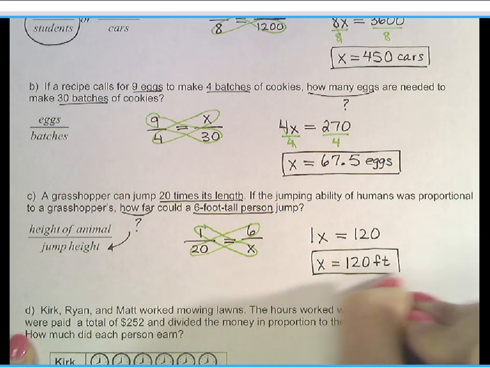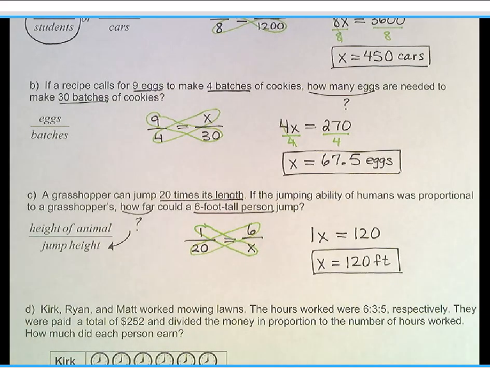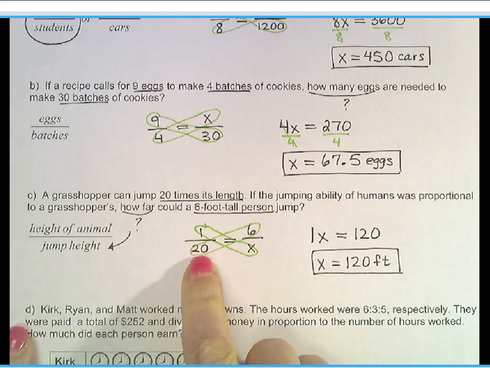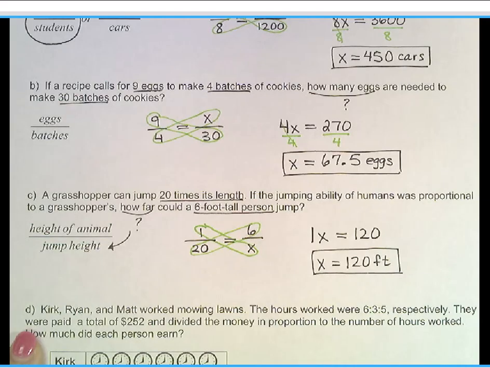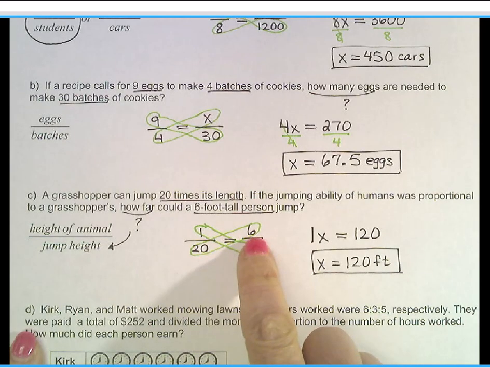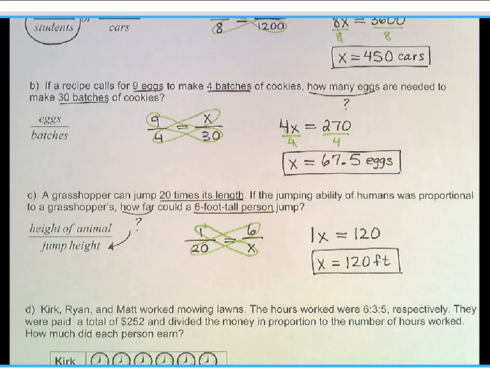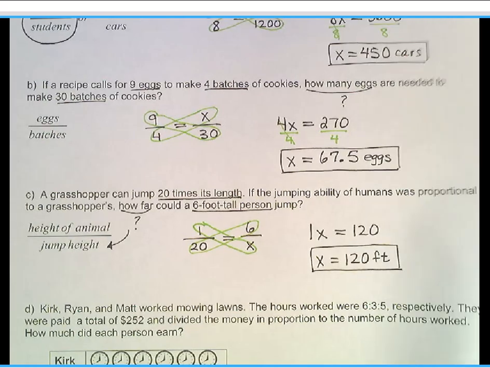Y'all think about this. This is what's going to make you appreciate the grasshopper. If a grasshopper can jump 20 times its length, that would be like a 6-foot-tall person jumping 120 feet. That is a massive amount. So 20 times what the person's height is. That's how you would set that one up as a proportion. That one, a lot of times also students just sort of think about it and come up with the answer. But if you needed to write it as a proportion, that's how you would do it.